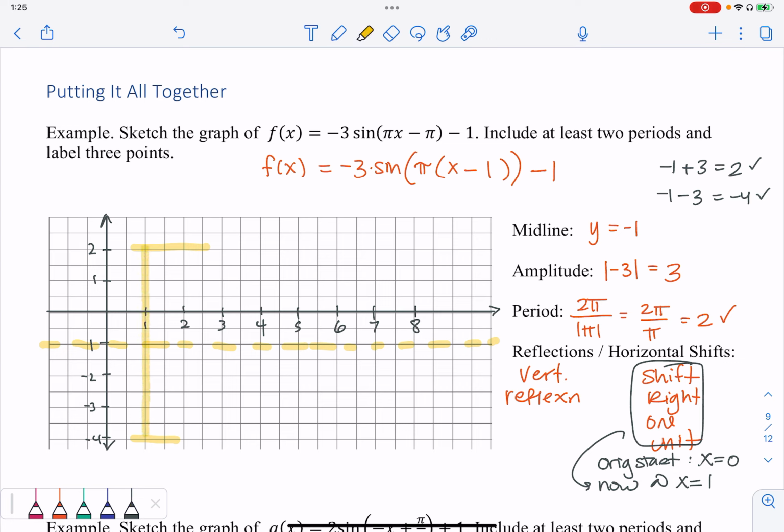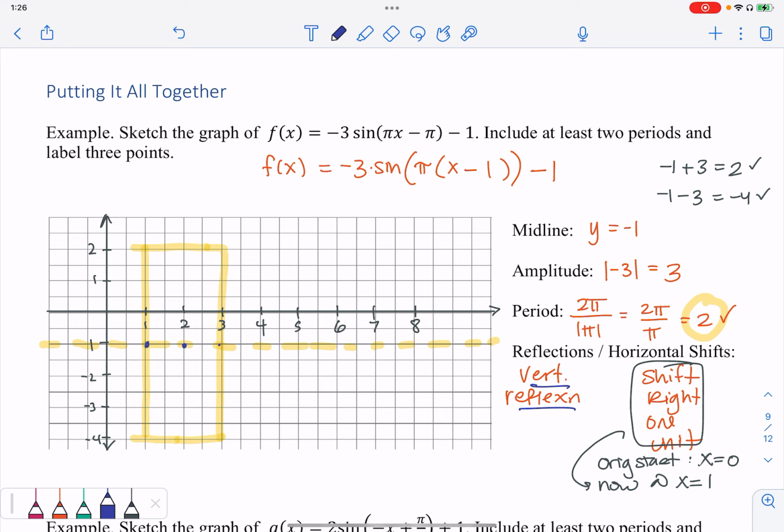Well, how far is my box going to go? Well, the box needs to go 1 full period, which should be a length of 2. So I'm starting at 1, then I need to end at 3. Okay, so there is the box. And now I want to draw a sine function. Have I thought of everything? Well, when I go to draw, I need to consider any reflections. I have a vertical reflection. So that means instead of starting with a hill, I need to start with a valley.